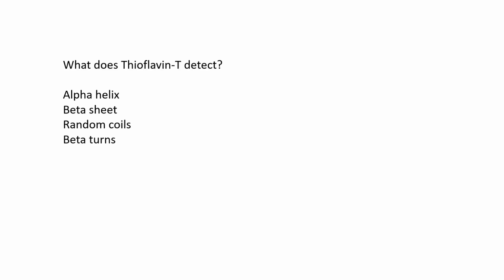Now we have some week 5 example questions. This was the first question. What does thioflavin T detect? So here the correct answer would be beta sheet. So thioflavin T detects beta sheets, and that is how it helps in measuring the concentration of unfolded proteins, because denatured proteins have more beta sheet.